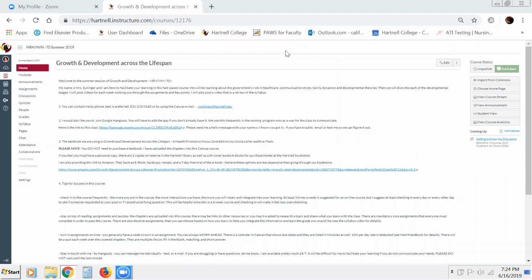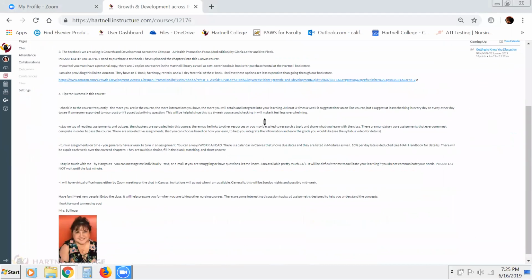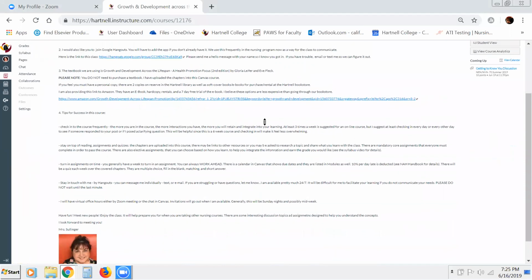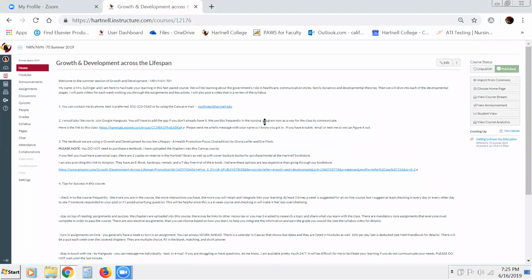What you'll need to do is go to the course in Canvas. Go to the home page, and this is what you will see, Growth and Development Across the Lifespan. The home page will change each week based on the assignments that are due and the information that I need to get out to you. I also will be posting announcements as needed. So make sure in your settings that you check the box that says that you want to receive notifications, because that way you'll know if something changes.